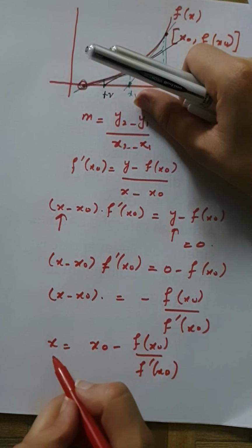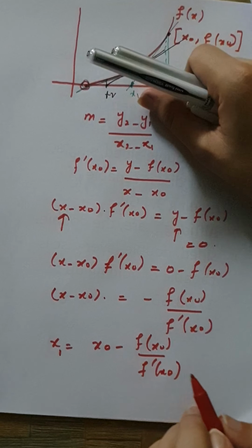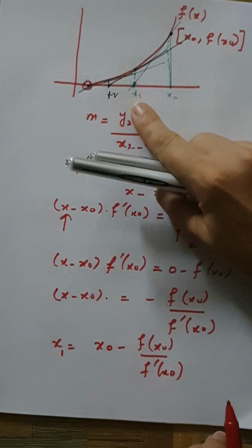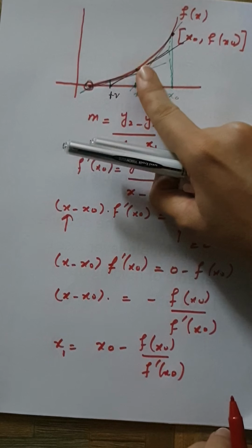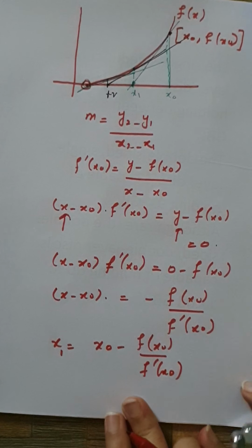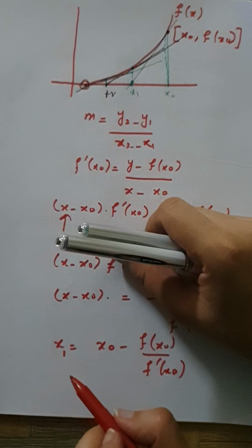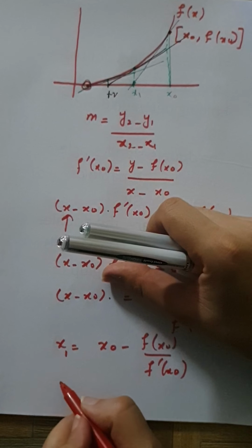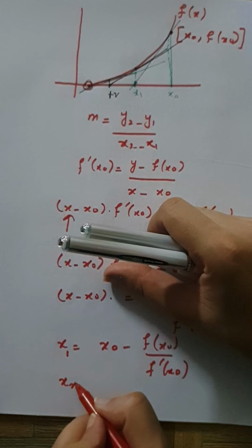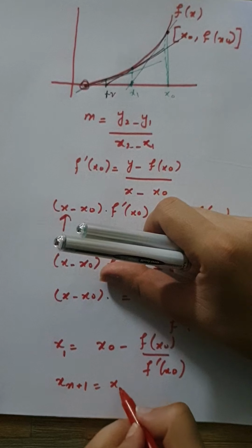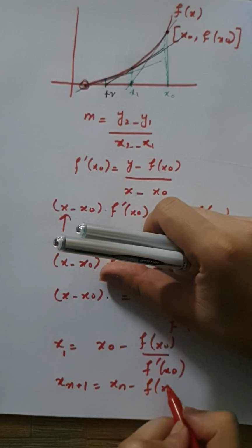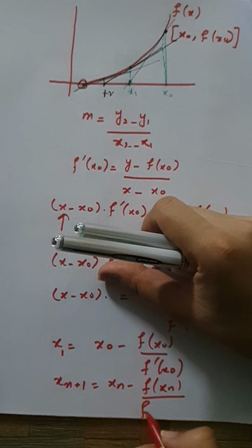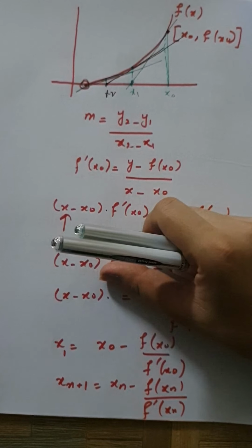So you can see clearly this is our x1, or the first approximated value of the root of the original equation. So the same formula has been developed, and we can generalize it in the same way. X of n plus 1 is equal to x of n minus f of x of n divided by f bar of x of n.